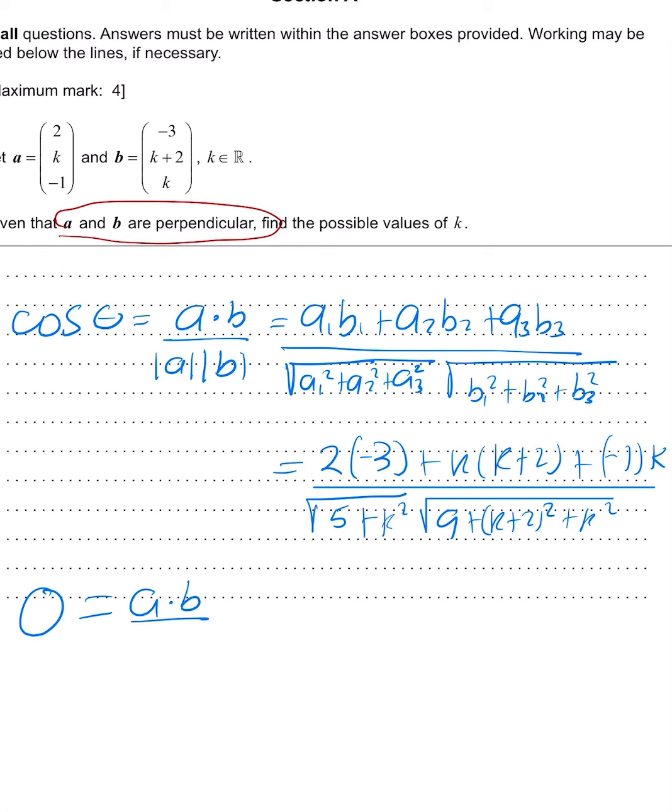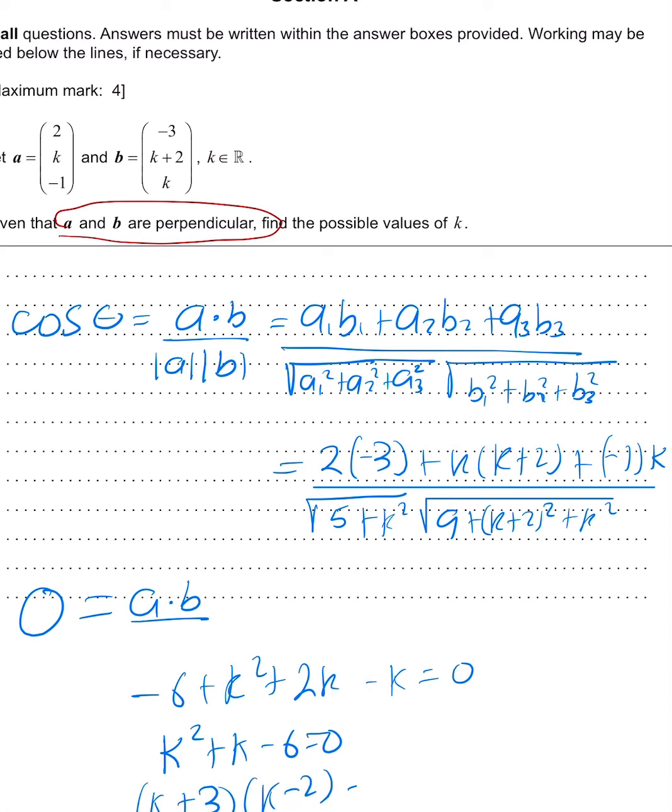So what we have here is that minus 6 plus K squared plus 2K minus K is equal to 0. So that gives us K squared plus K minus 6 equals 0. We can factorize this: K plus 3, K minus 2 is equal to 0. Therefore, K is equal to minus 3, or K is equal to 2. These are now the possible values of K.